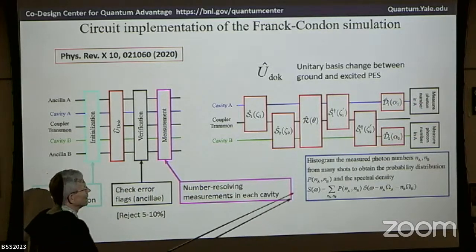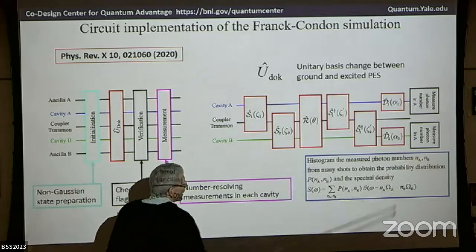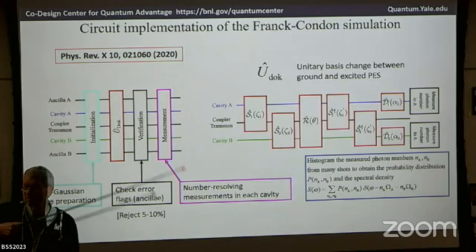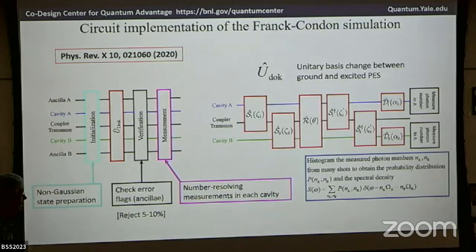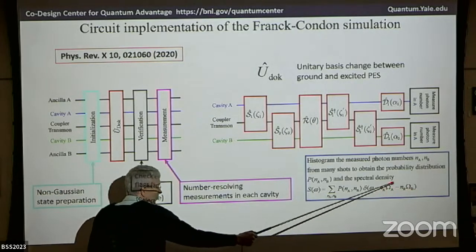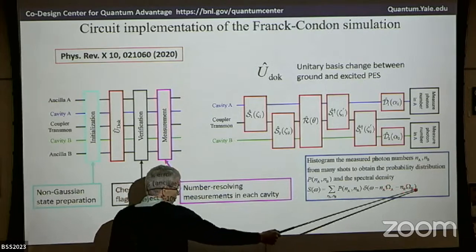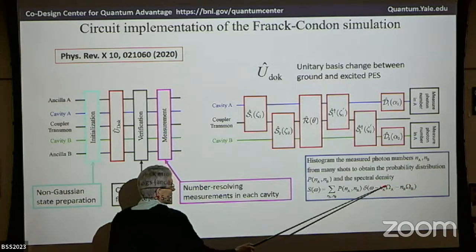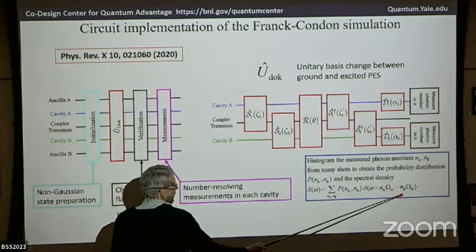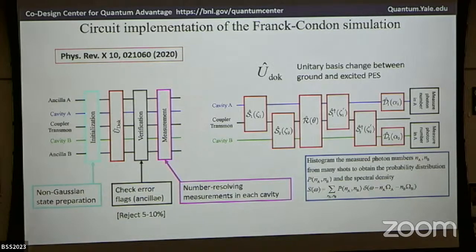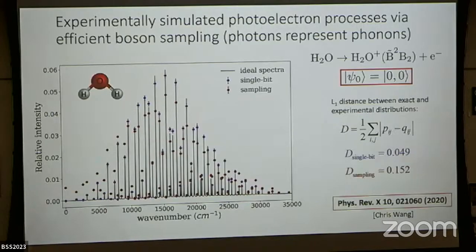And the histogram of the measured photon numbers, I make a histogram and I get that spectrum, the spectral density of things left behind. And I know the energy that's left behind because I know the frequency of the two modes under the new Hamiltonian. So the energy that's left behind is the number of quanta in mode A times its frequency plus the number of quanta in mode B times its frequency. And here's the result I get for water.